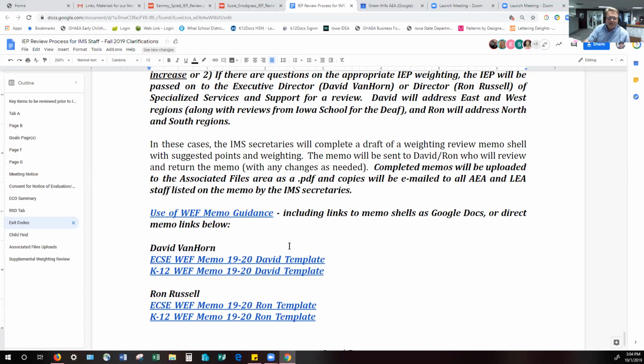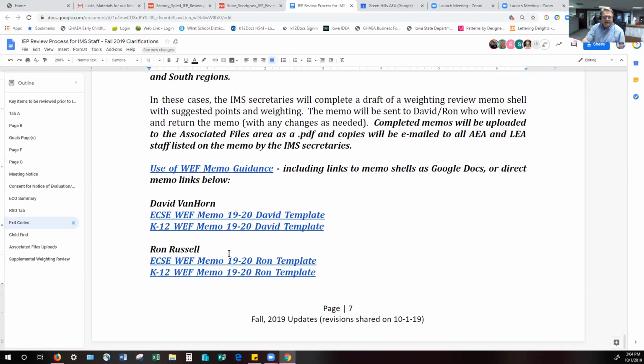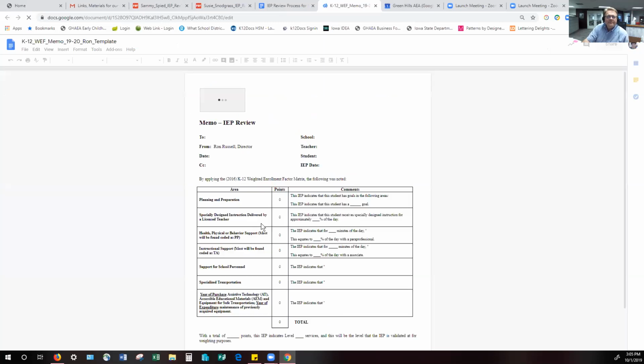And so if you look in your document here, there are some template shells that Karen put together, and I'll just open one for you. There's ones that are partly pre-filled if they're going to David, and then some that are partly pre-filled as if they were going to me. So if I open one of these shells, you will see something like this.